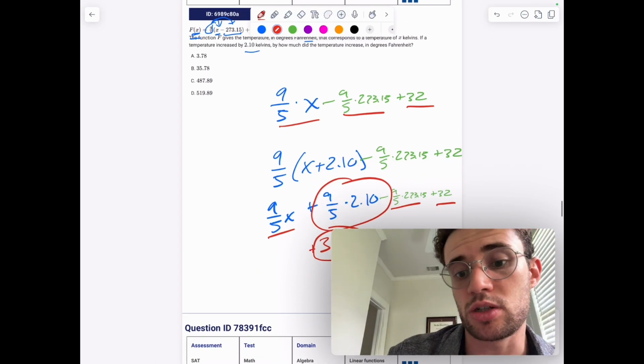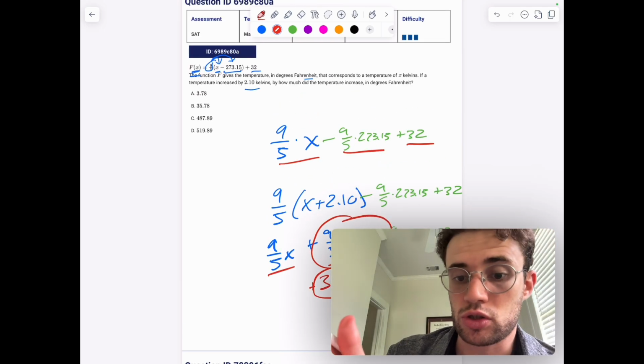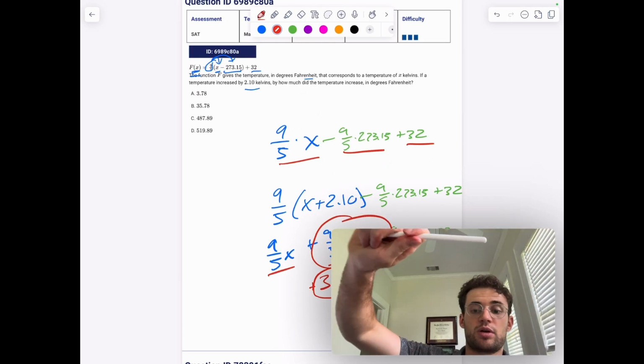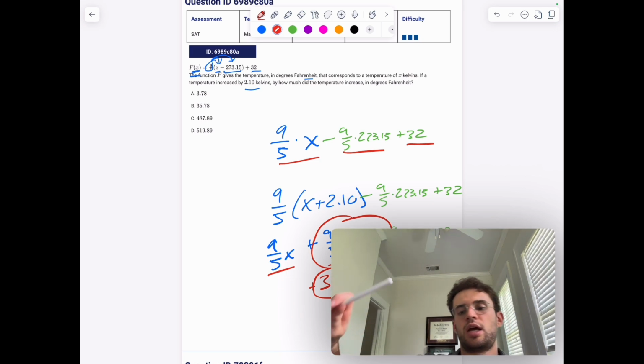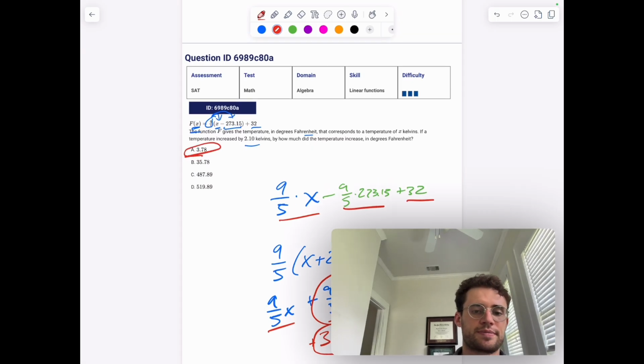Like you could say x is 300 and then add 2.10. So see when x is equal to 302.10, and then see what the value was for 300 when you plug it into this equation, and then see what it is when it's 302.10, and then compare the change. It would be 3.78 bigger. So that would be A.